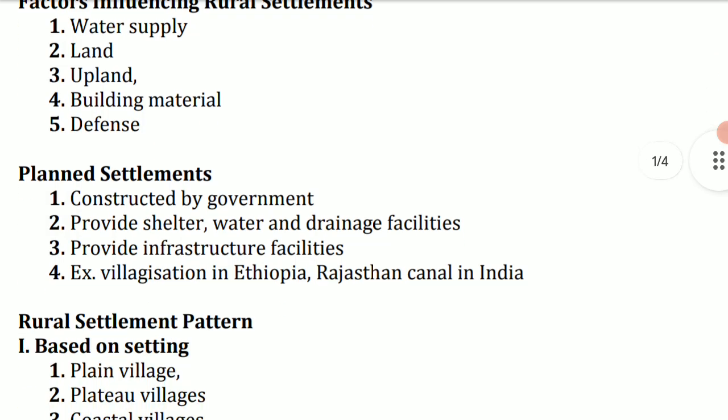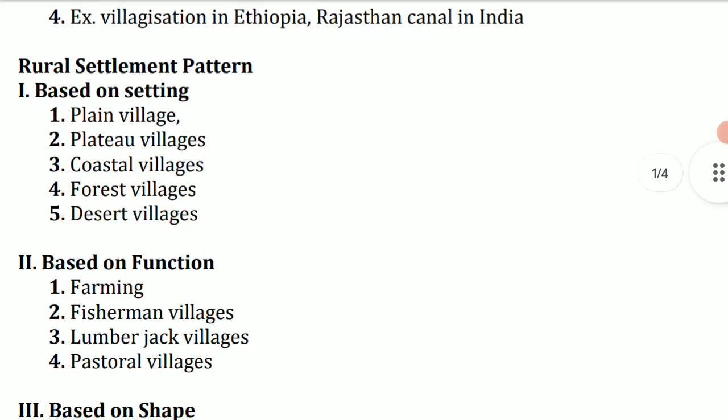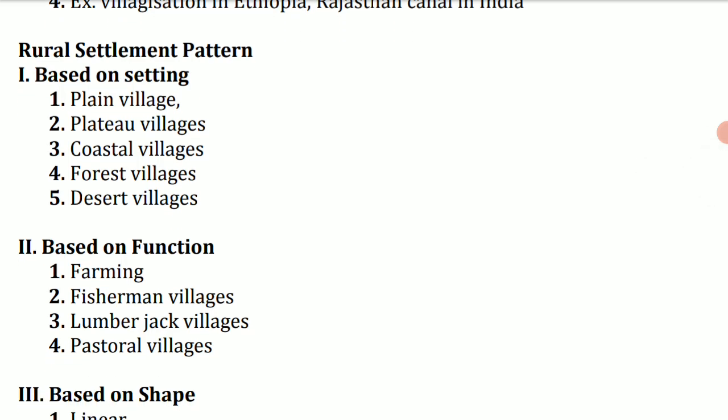Then in planned settlements, what are the factors? Planned settlements are constructed by governments, provide shelters, water, and drainage facilities. They provide infrastructure facilities, for example villagization in Ethiopia and the Rajasthan Canal in India. And rural settlement patterns are based on settings.